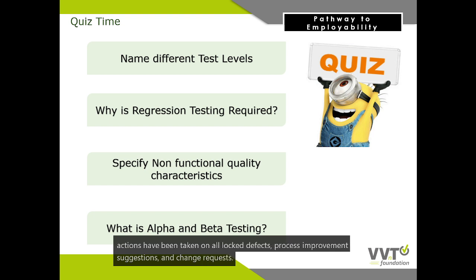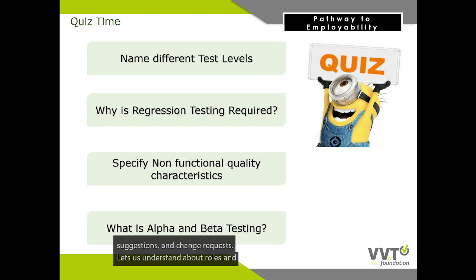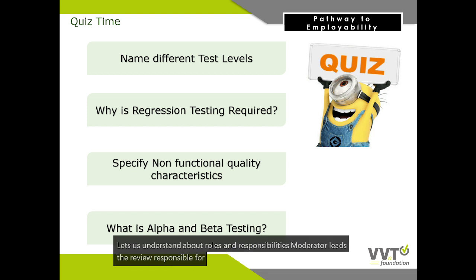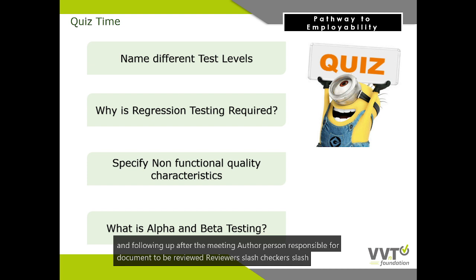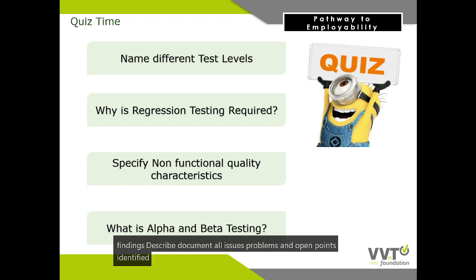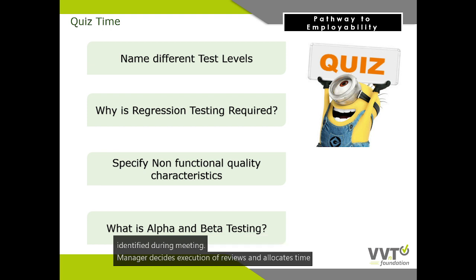Let us understand about roles and responsibilities. Moderator leads the review. Responsible for planning the review, running the meeting and following up after the meeting. Author, person responsible for document to be reviewed. Reviewers/checkers/inspectors, individuals who after necessary preparation identify and describe findings. Scribe, document all issues, problems, and open points identified during meeting. Manager, decides execution of reviews and allocates time in project schedules.